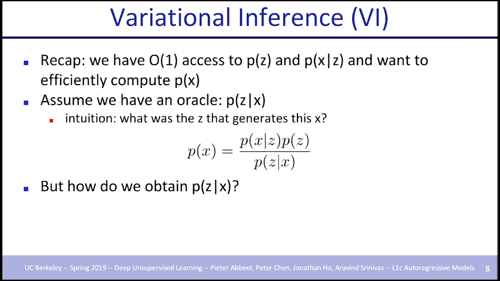Right, so to recap, what do we have? We have O(1) access to P of Z. Given any Z, we know how to evaluate its likelihood. This is usually what we call the prior, so we know how to evaluate the probability of the prior. And then we also know how to evaluate the conditional distribution of X given Z.